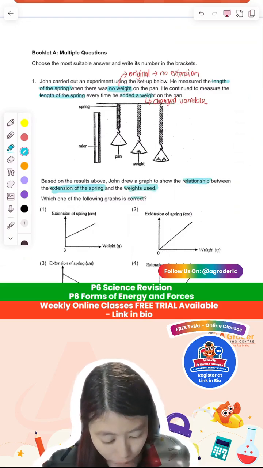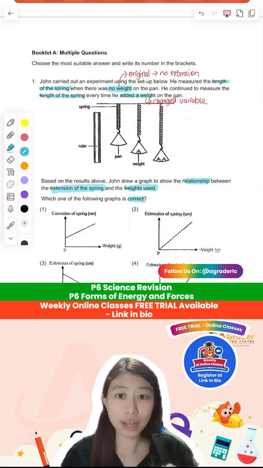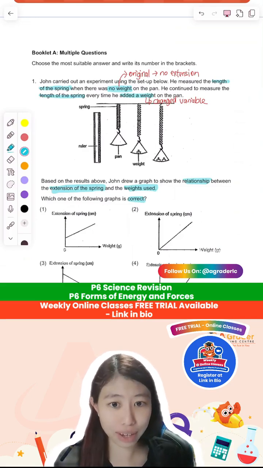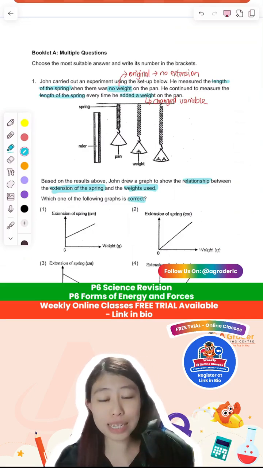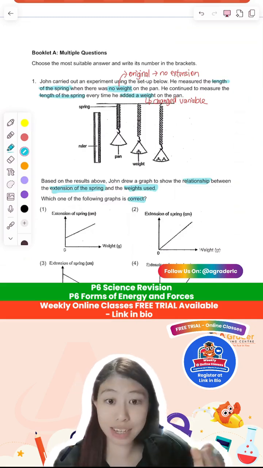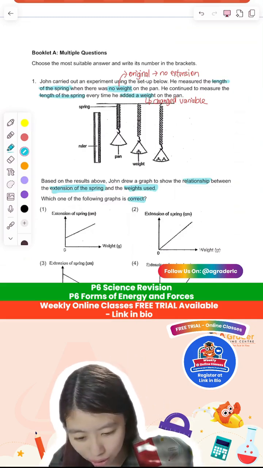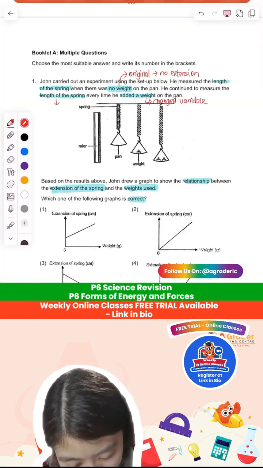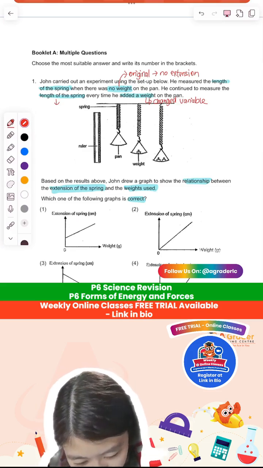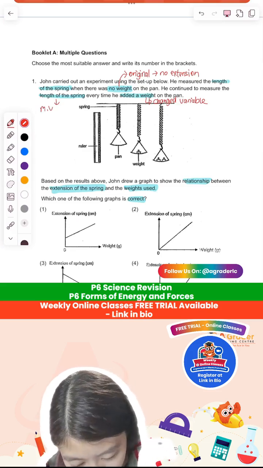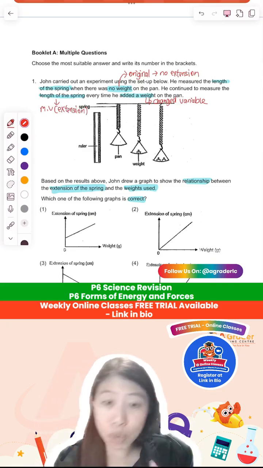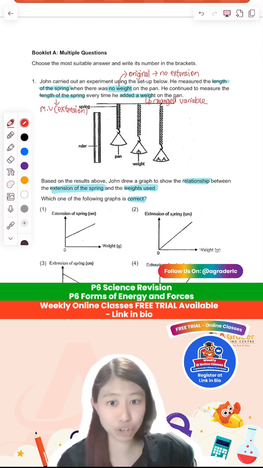So which one of the following graphs is correct? Do take note, extension is not the total length. A lot of students will make careless mistakes here. Take note that this is my measured variable in terms of extension. By measuring the length, I'll calculate and I'll know my extension.